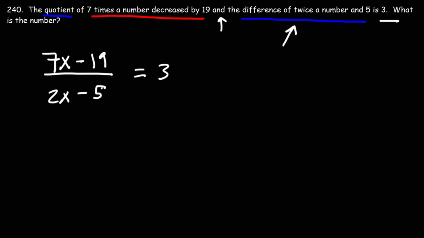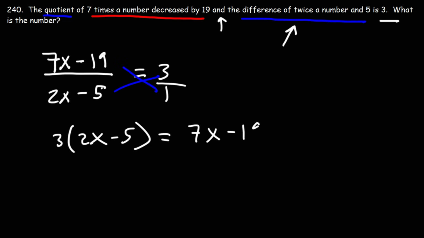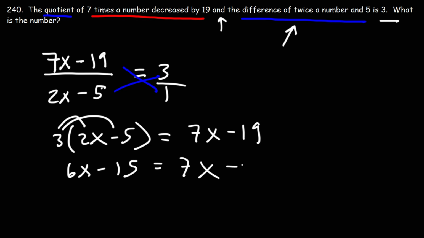X is the number, and we need to find that number. So I'm going to write this as 3 over 1, and we could cross multiply. So here we have 3 times 2x minus 5 equals 1 times 7x minus 19, which is just 7x minus 19. Now let's distribute the 3. 3 times 2x is 6x. 3 times negative 5 is negative 15.